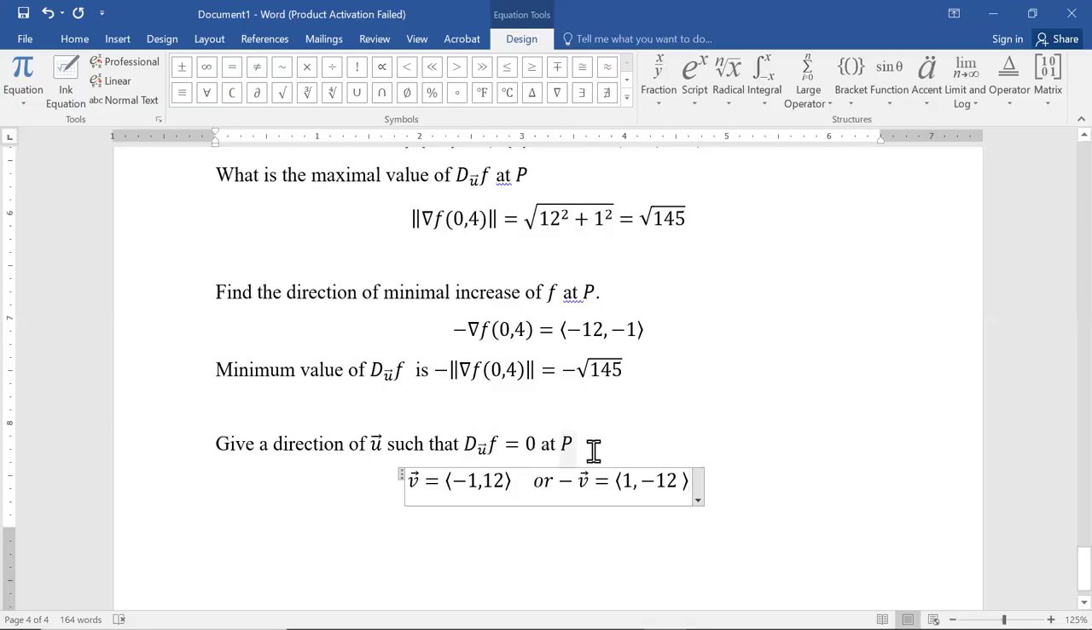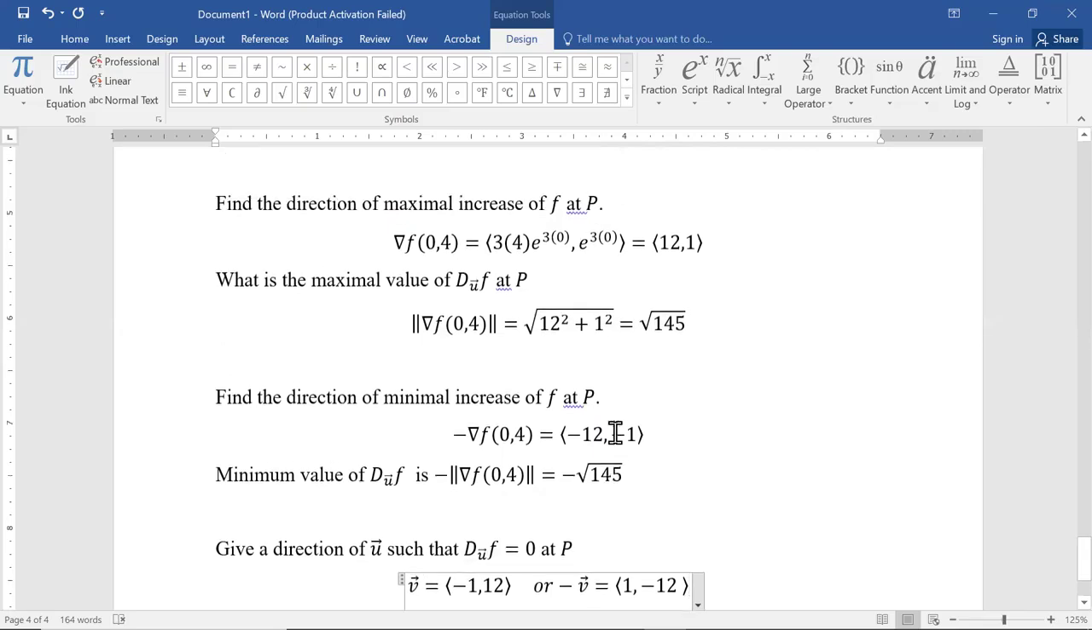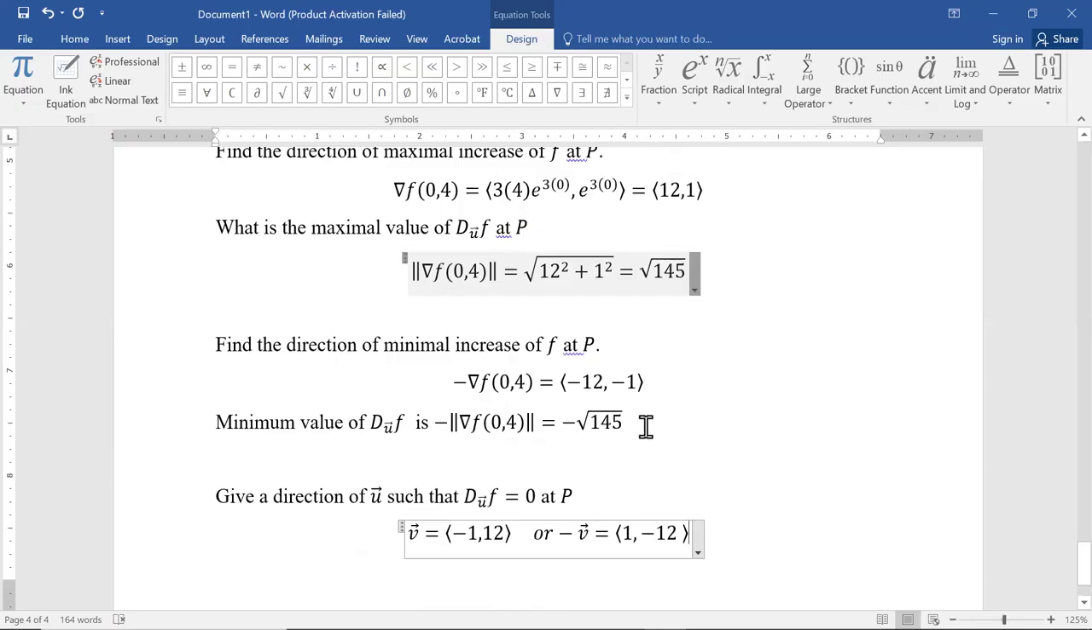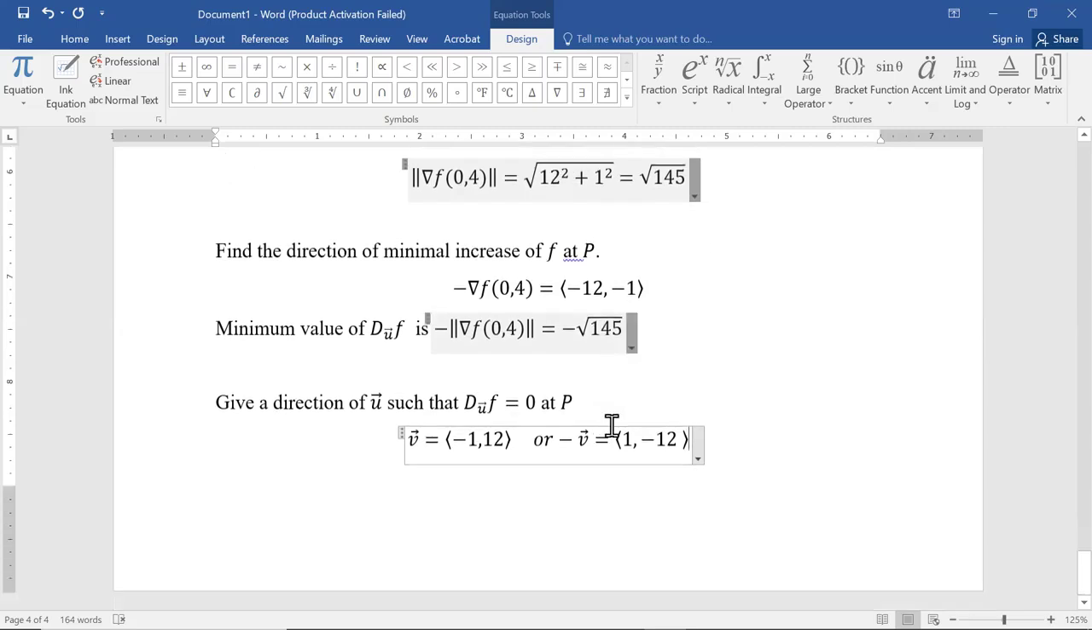If we go in the gradient direction, that gives me my maximum value, my maximum change. If I go in the opposite of the gradient direction, I get my minimal value for change, and I get no change when I go in an orthogonal direction.